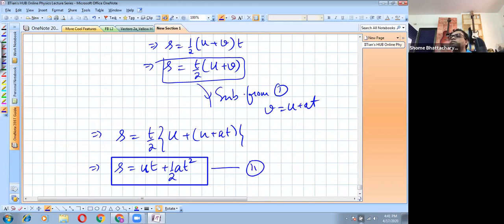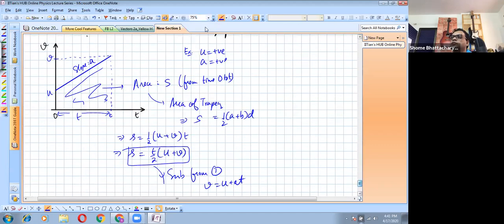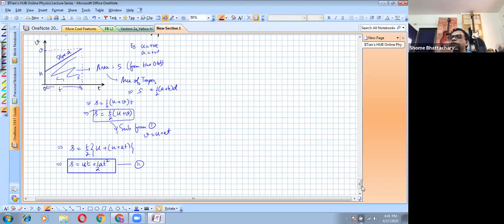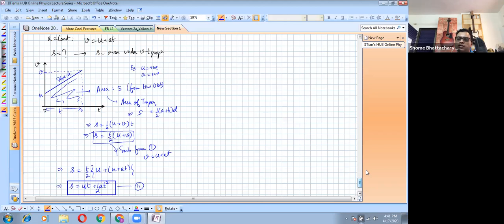Okay. Albeit I have demonstrated with the first type of graph, where my u and a were both positive. So very soon I will demonstrate for the second type of graph also, where u and a are of opposite sign, and you will see that it works both ways. Okay. But before that, just take a few seconds to go through this and understand this carefully.